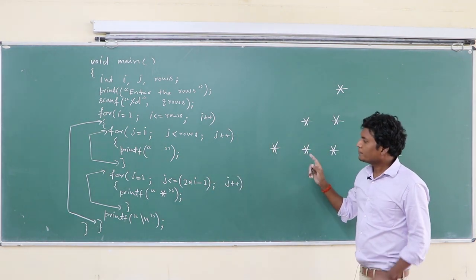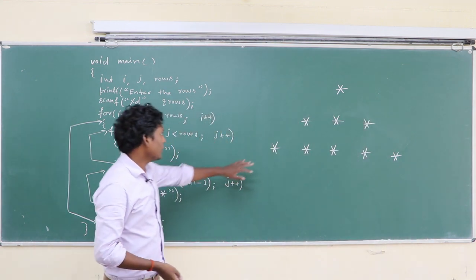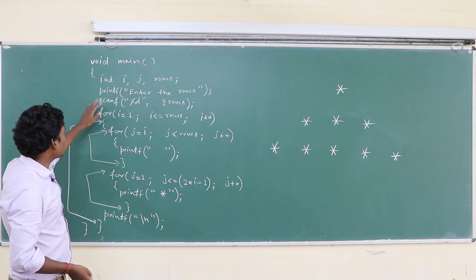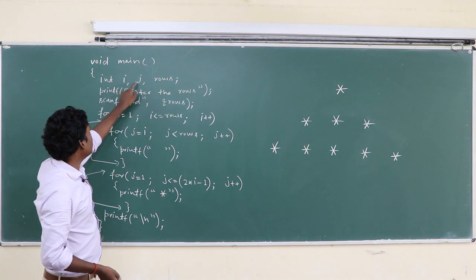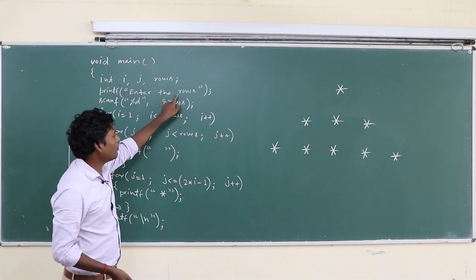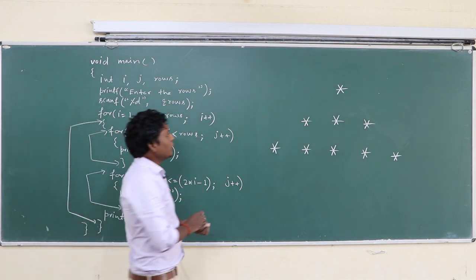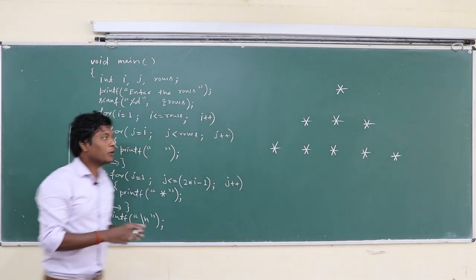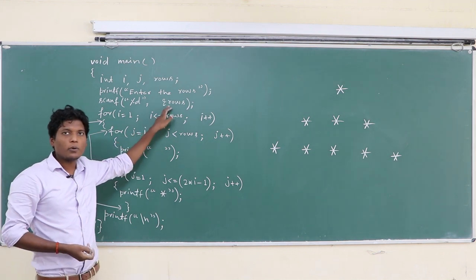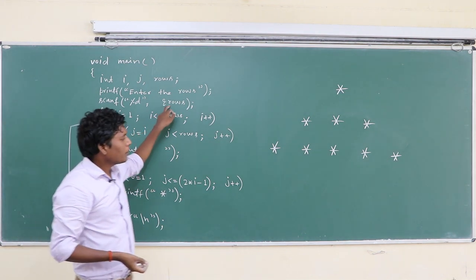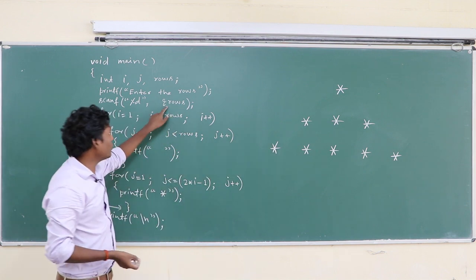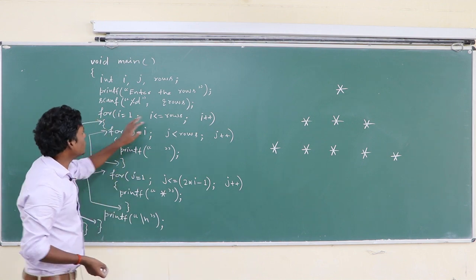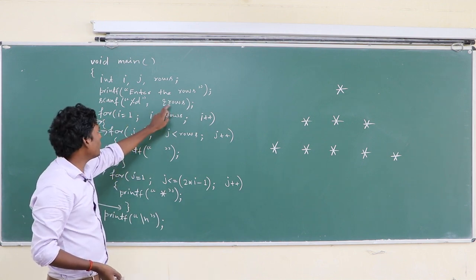So to print this pattern we see the concept of this program. Here are int i, j, rows; enter the number of rows. There are 3 rows here: row 1, row 2, row 3. So the user inputs 3 here. The user may input any number of rows, but because there are 3 rows here, we input 3. Suppose the user inputs 3, so the number of rows is 3.